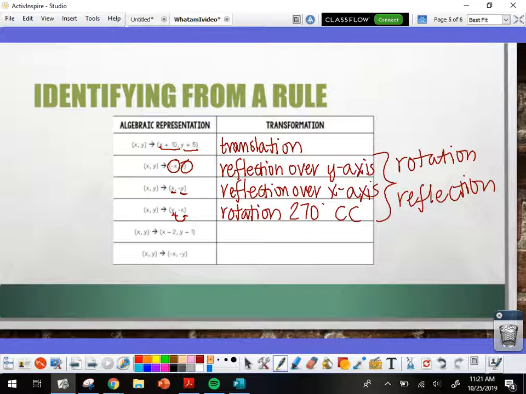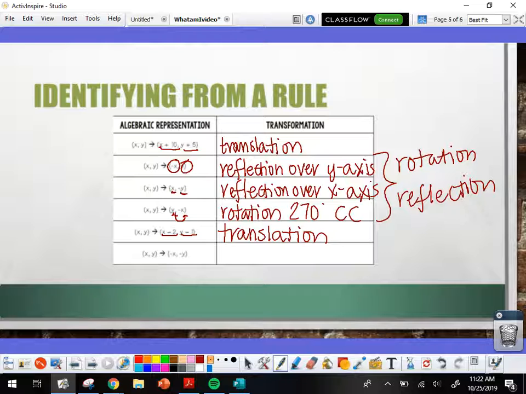So here we go again on this next one. We've got those pluses and minuses. Anytime we see the X plus or minus a number, we know without even having to think, hey, this one's easy. These are translations, the easiest ones to identify.